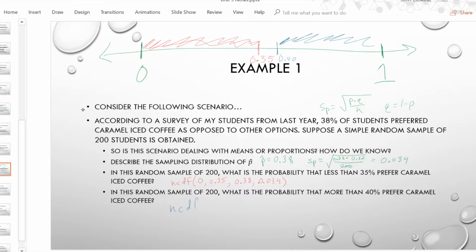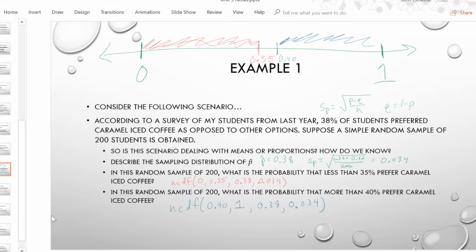Again, I'm finding a probability, so we're at normal CDF. Here my lower bound is 0.40, upper bound is 1, and then my P and my sample standard deviation just come from the same context as prior to this. Let's go ahead and take a minute. I'm going to pause, get those down.